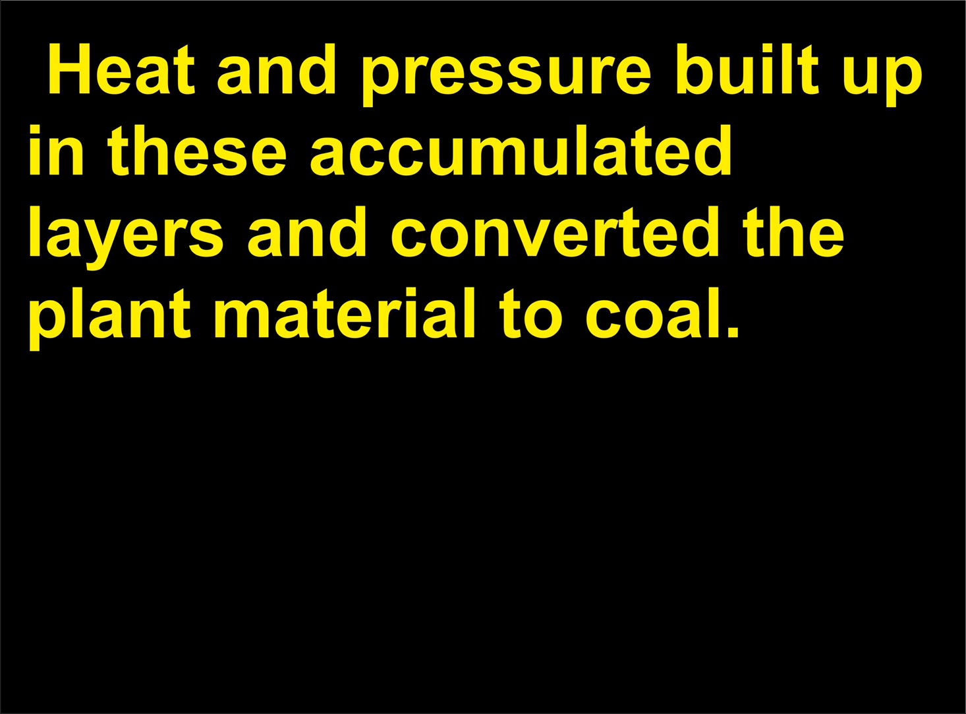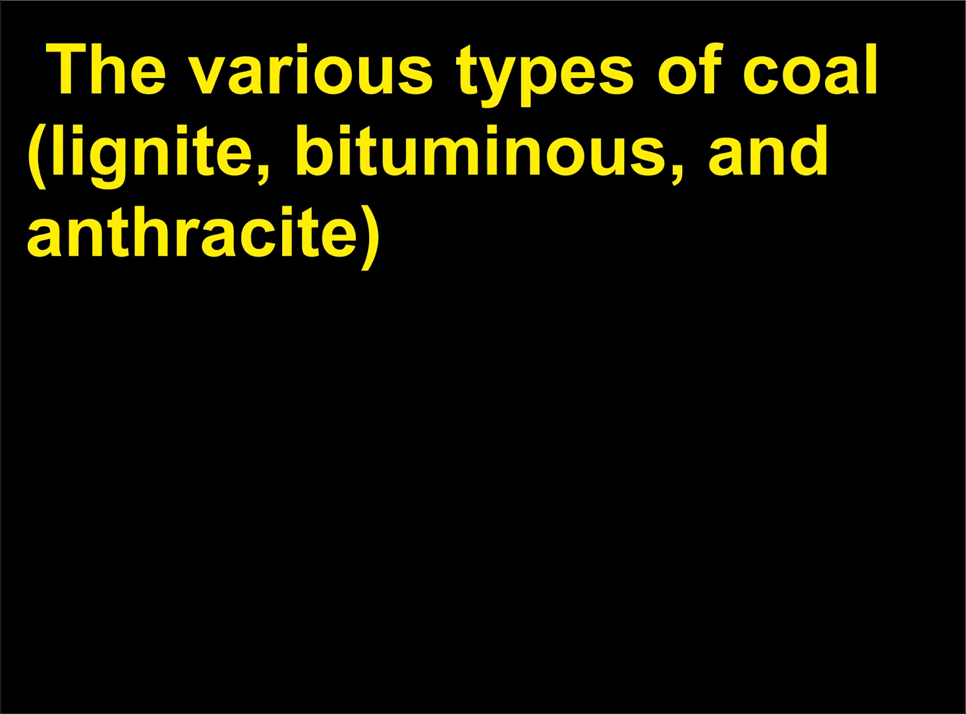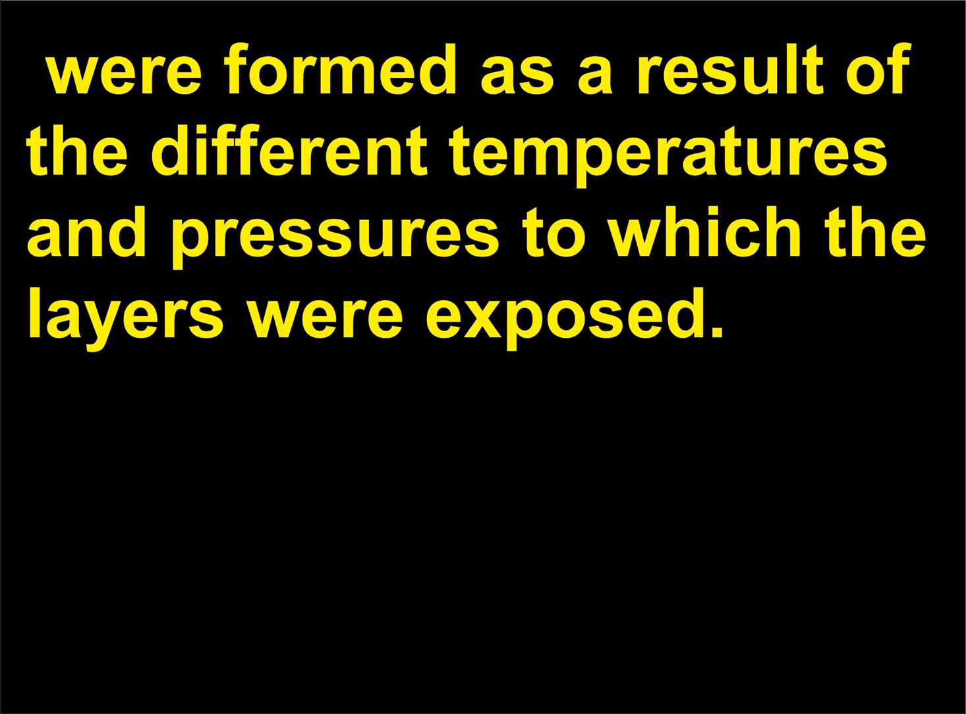Heat and pressure built up in these accumulated layers and converted the plant material to coal. The various types of coal, lignite, bituminous, and anthracite, were formed as a result of the different temperatures and pressures to which the layers were exposed.